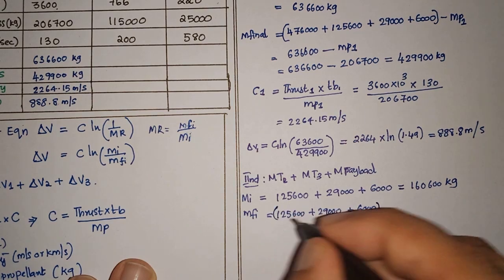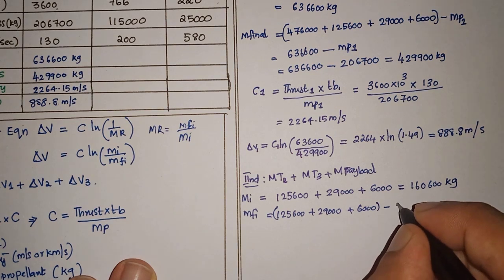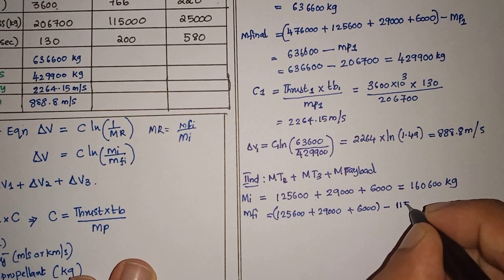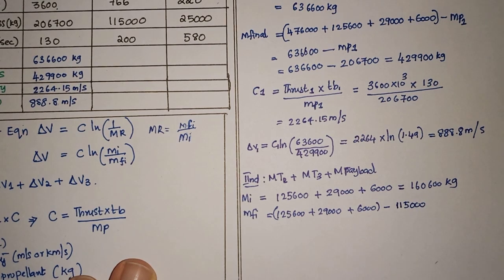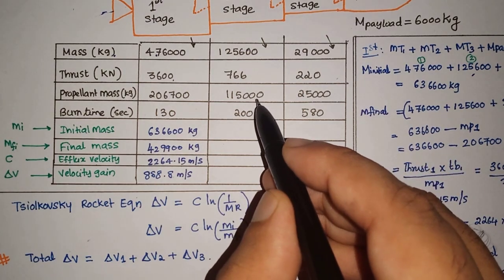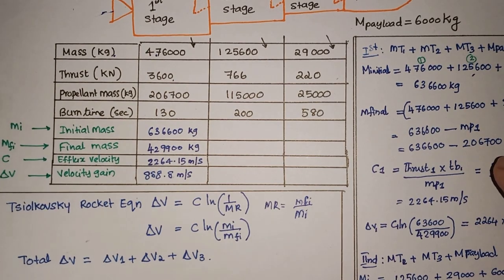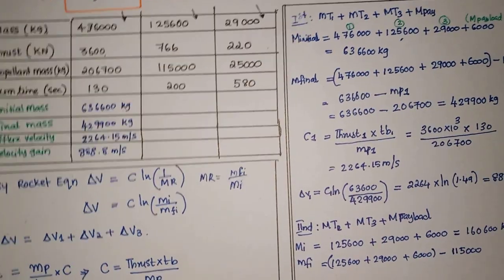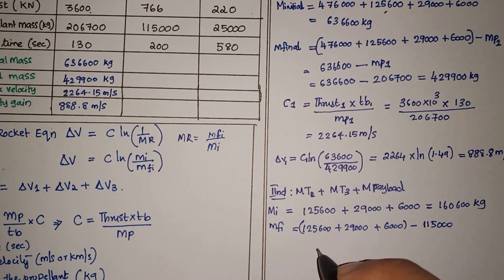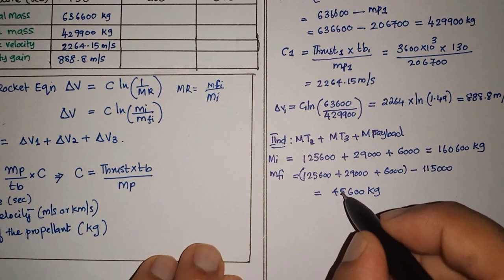So you deduct from this mass some propellant mass. It is around 115,000 for the second stage. If you see the table, you can see here it is going to be 115,000 for the second stage propellant mass. Okay, perfect. Now this is going to be equal to something around 45600 kilograms. Okay, you can see accordingly.